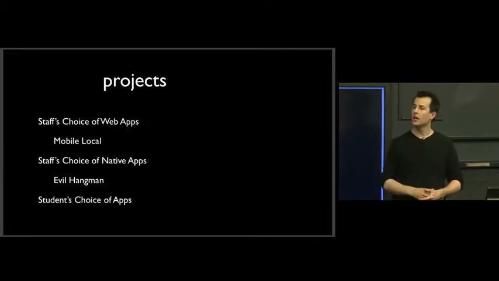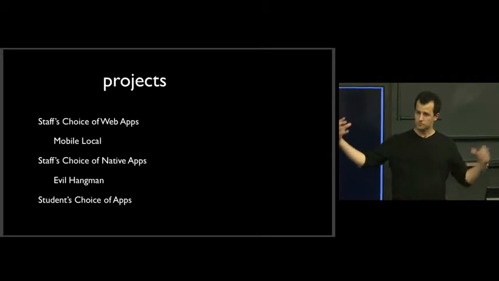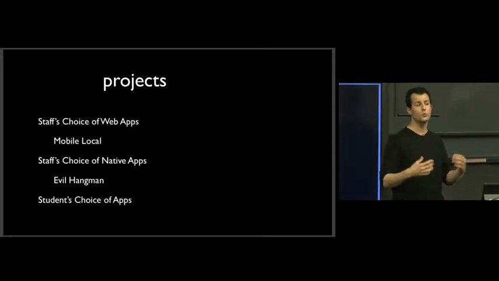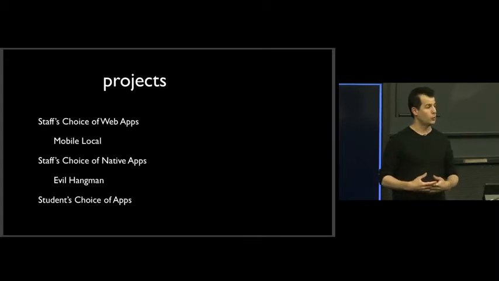The first 2 that are assigned, one will be themed mobile local, more on that Wednesday, but it will involve using the browser's geolocation API, using open data sets, and mashing things together into an interface that allows users to explore news and weather, all based on their current location.